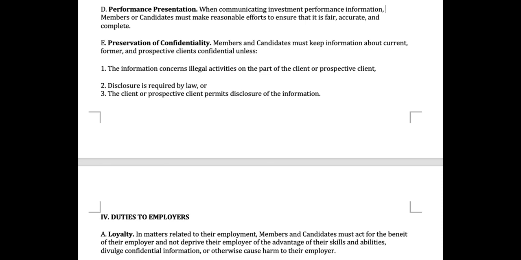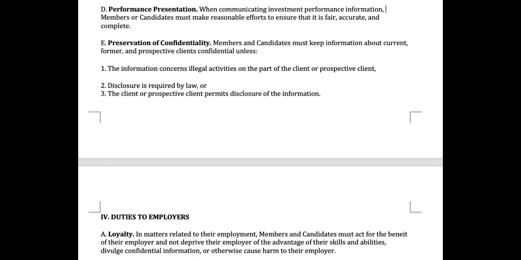E. Preservation of confidentiality. Members and candidates must keep information about current, former, and prospective clients confidential unless: 1. The information concerns illegal activities on the part of the client or prospective client. 2. Disclosure is required by law, or 3. The client or prospective client permits disclosure of the information.